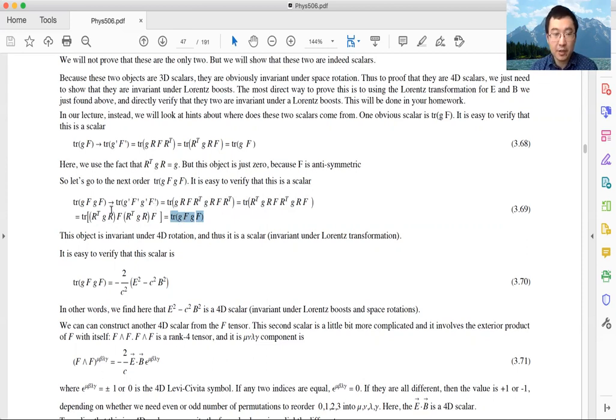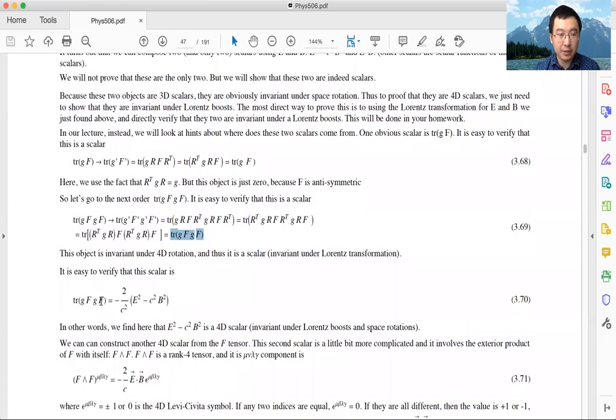By the way, this construction of scalars can be generalized. You can multiply more G and F together: the trace of GF is a scalar, the trace of GFGF is also a scalar. This is very generic. It's basically the trace of (GF) to the nth power, and you will get a scalar. If the power is 1, here we get 0. If the power is 2, what do we get? Well, we get E squared minus B squared.